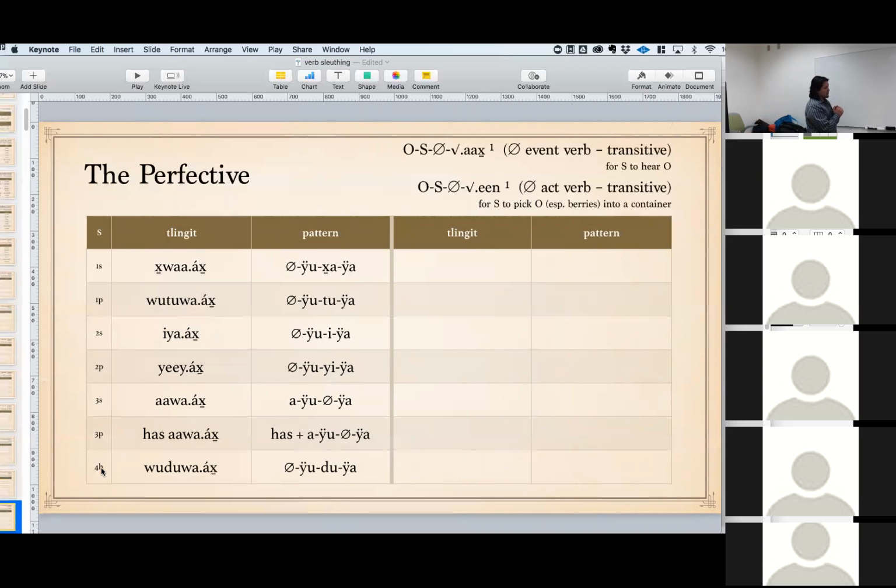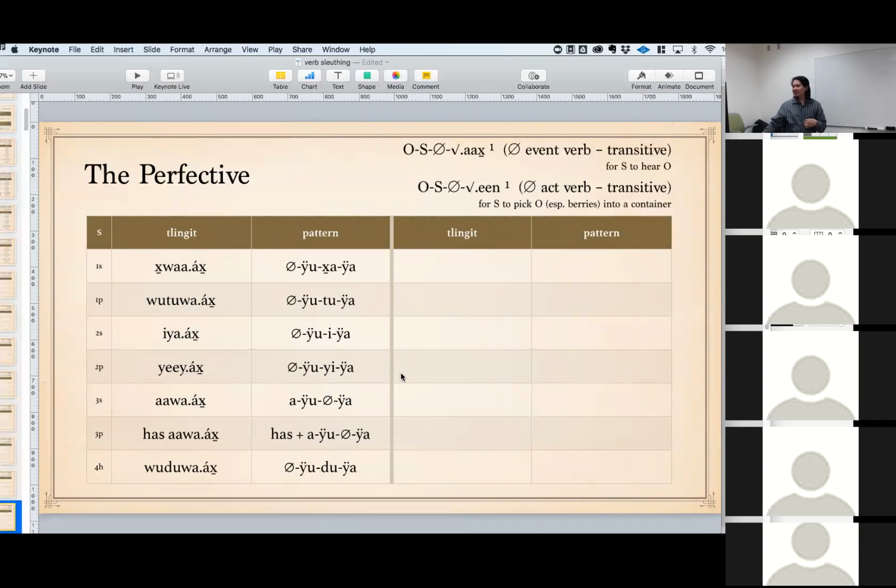Wadua'ach. So look at those prefixes. Hwa, watua, iya, yi, awa, hus awa, wadua. And this one is going to be the same on this side too. Iya and iya. Okay. So this side should go faster.